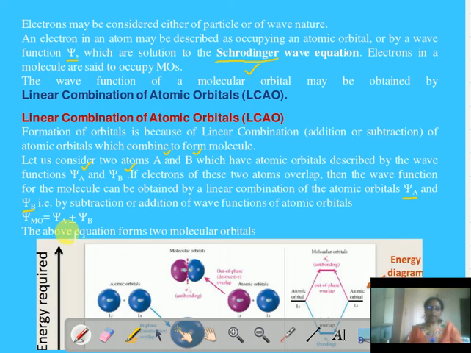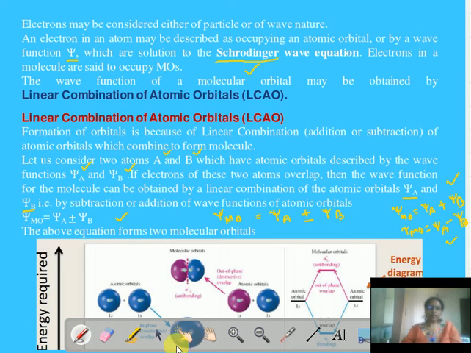This happens due to the subtraction or addition of wave functions of atomic orbitals. So we can write psi MO is equal to psi A plus or minus psi B. One is constructive interference and another is destructive interference. That means we can write psi MO is equal to psi A plus psi B, and we can also write psi MO is equal to psi A minus psi B. So this is constructive and this is destructive interference.